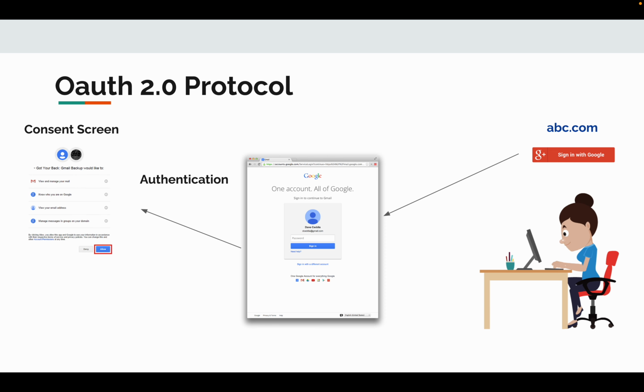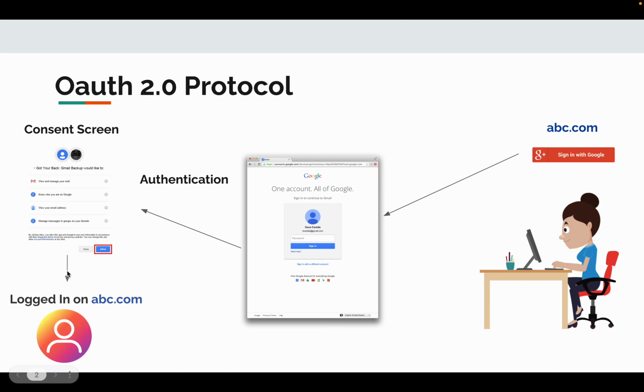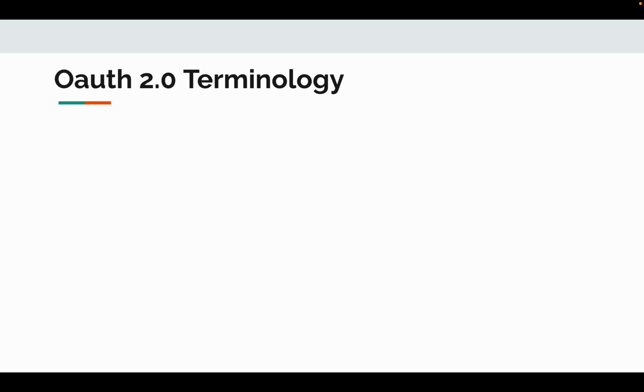The consent screen is quite important in the OAuth 2.0 workflow. The consent screen makes sure that the user provides only the user information that the user wants to share. Let us suppose abc.com wants to access the user's email address and contact information. Once the user provides the consent, only then will it be able to access that particular data. Once the consent screen is accepted, the user will get logged in on abc.com. So this is how the OAuth 2.0 workflow works on any website.